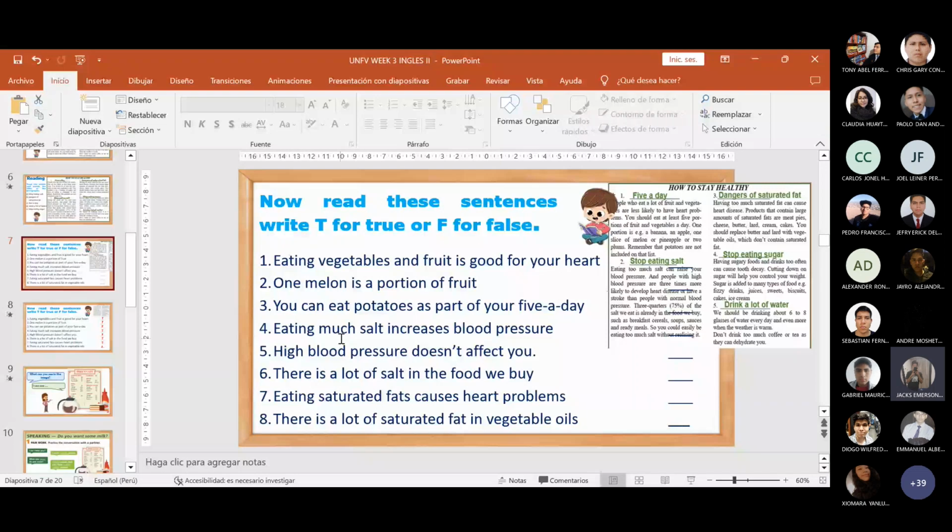High blood pressure doesn't affect you. There is a lot of salt in the food we buy. Eating saturated fats causes heart problems. There is a lot of saturated fat in vegetable oils.